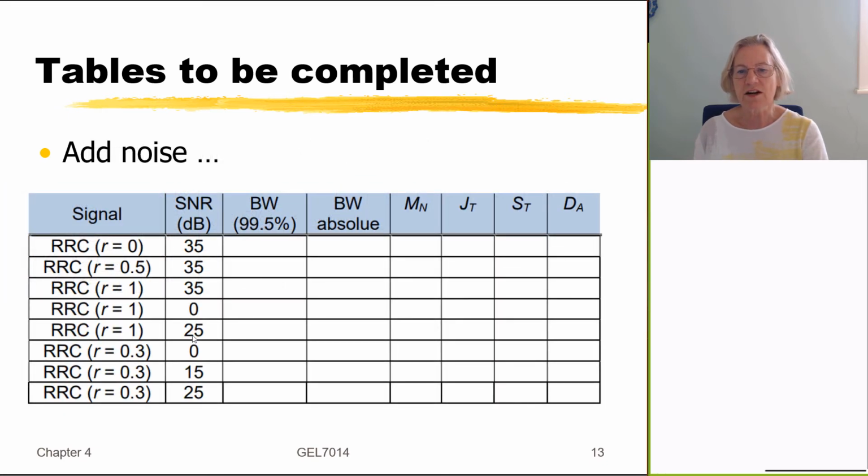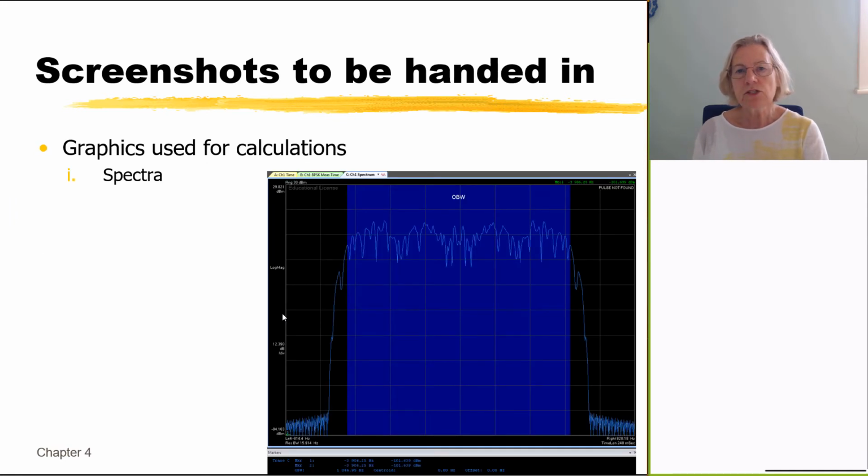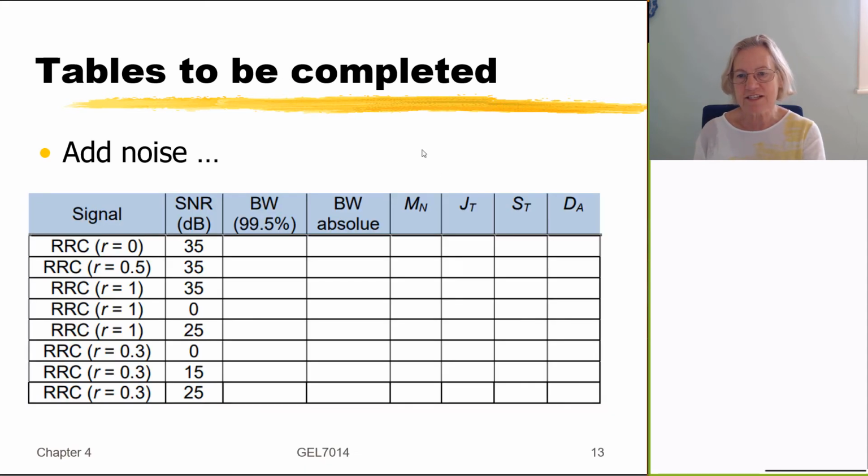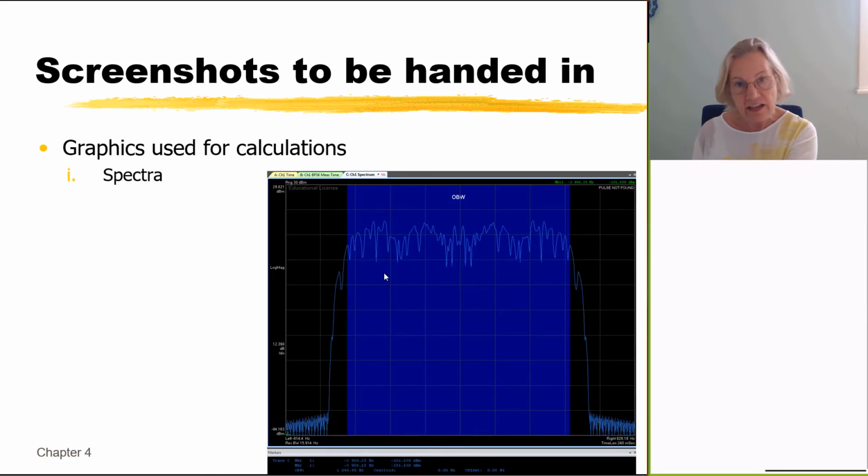So in this section, we'll start adding noise, putting in different levels of the signal to noise ratio, and so we'll expand the table of what you have to report. Now, in turning in the homework, I'm going to ask you to record several screenshots, because in order to fill out this table, you're going to have to say what the bandwidth is. To do that, you're going to look at the screen, and it's going to be reporting down here what the OBW is, written very small here, but we'll look at it on the screen. And I want to see that.